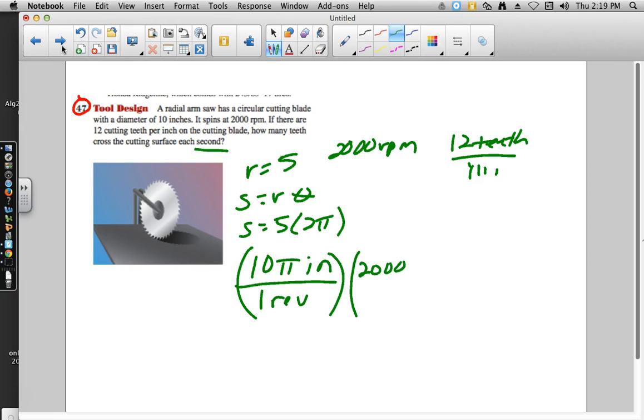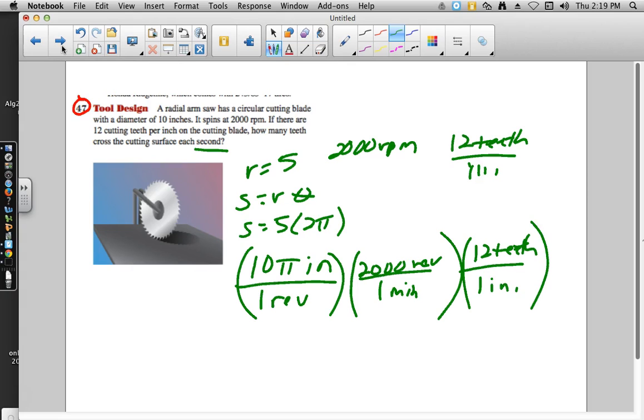And we have 2,000 revolutions per minute. And what we wanted to know was how many teeth are cutting each second. I keep wanting to say section. 12 teeth in an inch. So let's see what we have for labels here. The inches would cancel out. The revolutions would cancel out. And right now we have teeth per minute. Well, that's not what we wanted. We wanted teeth per second.